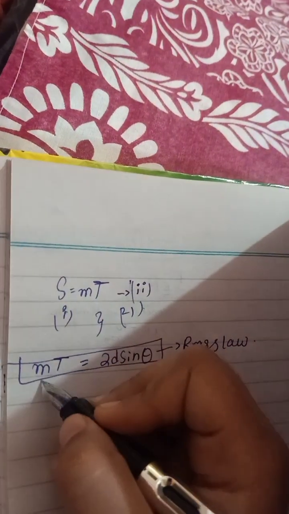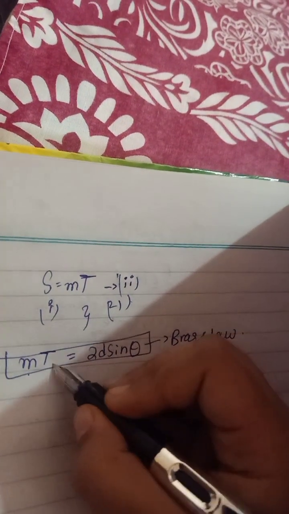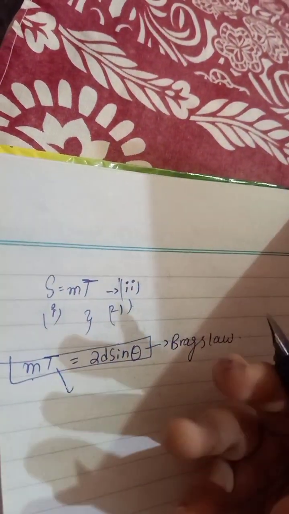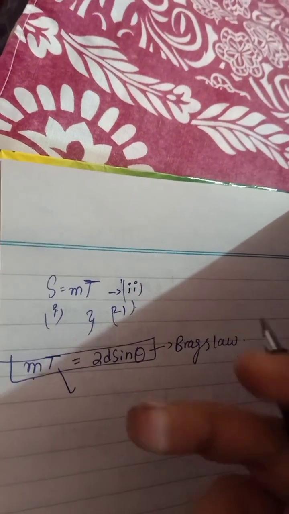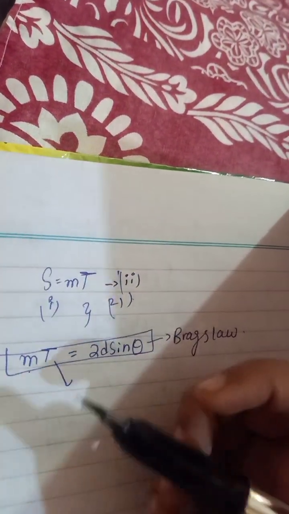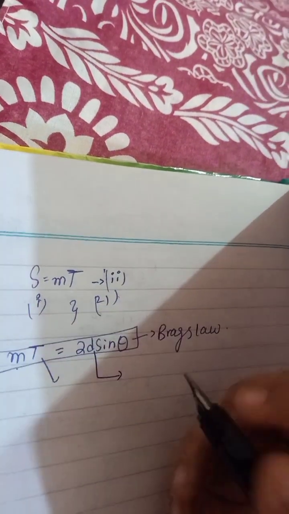So what is m? M is the order of fringes. Lambda is used to calculate the wavelength of the X-rays. This is the formula to find out the wavelength of the X-rays. D is what? D is the spacing of the atoms.